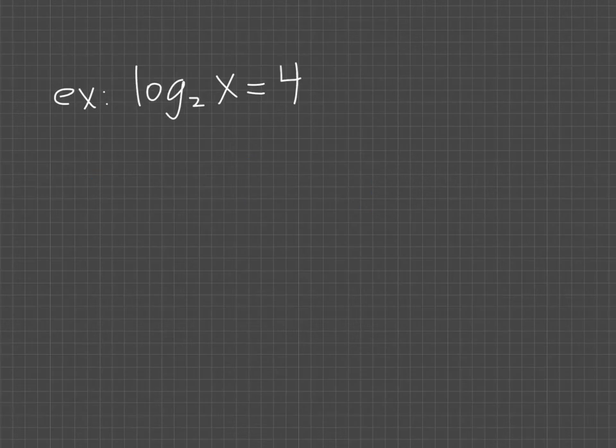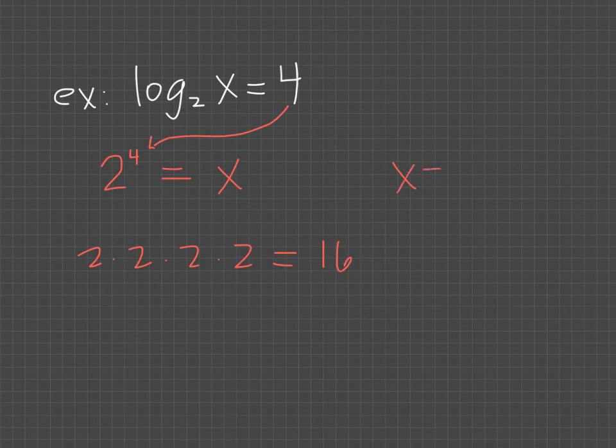Let's look at this example. The x shows up in a different place. We have log base 2 of x equals 4. Rewriting this in exponential form, let's take that base of 2, take the exponent, which is 4, and that's equal to x. All right, well, 2 to the 4, 2 times 2 times 2 times 2, that is going to be equal to 16. So we get x equal to 16.